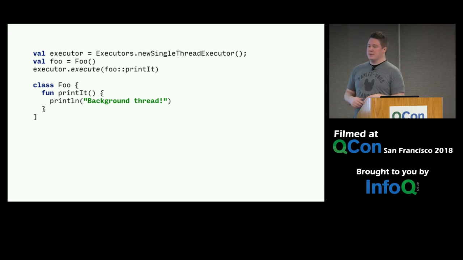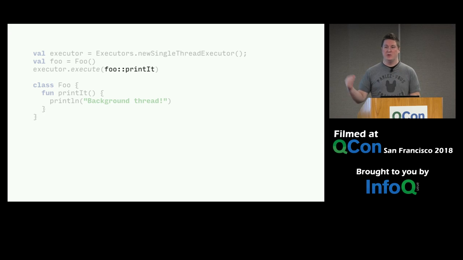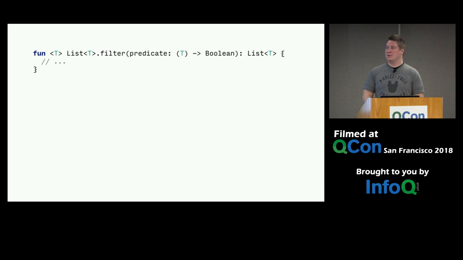Function references: instead of having a lambda that contains code, if you already have a function that contains code that you want to pass, you can just refer to it using this syntax. Higher level functions: this is both an extension function and a higher level function. So we're extending the functionality of list, and we're adding this filter method. This is actually a built-in method in the Kotlin standard library, but we could write it if we want to.